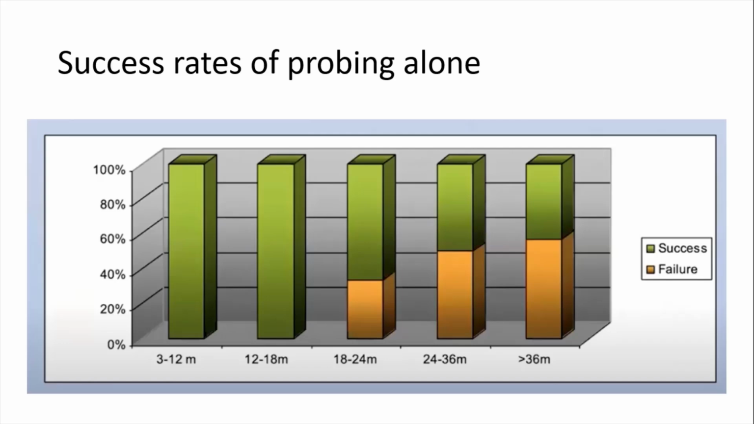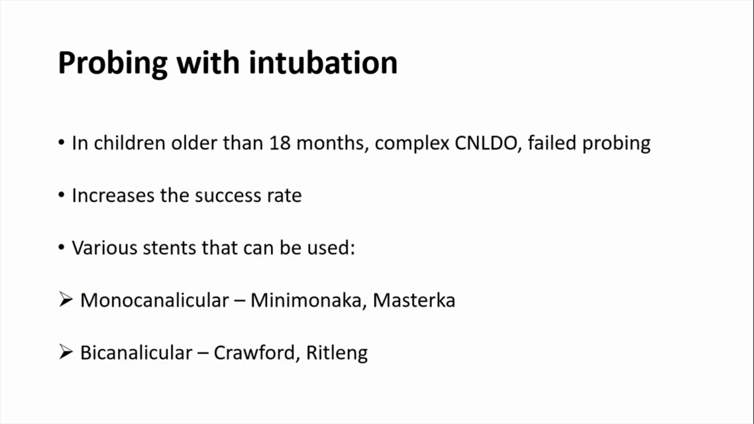So now the success rates of probing also are good when they are done at an earlier age. If the child is more than 2 years, usually the success rate comes down, and the older the child, actually, the success rate of probing also comes down. So for older children, usually more than 1.5 or 2 years of age, we go for probing with stenting. So this stenting, also known as intubation, is done for older children with complex NLDO, failed probing, and several stents can be used, either the monocanalicular or bicanalicular. The most common stent which is used is the Crawford stent.